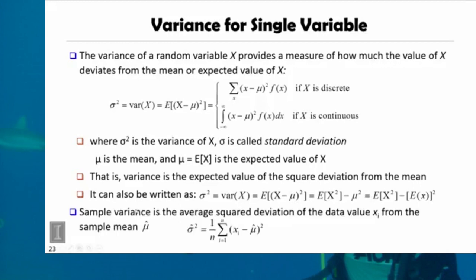If we take a sample, then the sample variance is the average squared deviation of the data values xi from the sample mean, mu hat. So the sample variance is written as sigma hat squared. We often use this formula, or a similar transformed formula, to compute it.